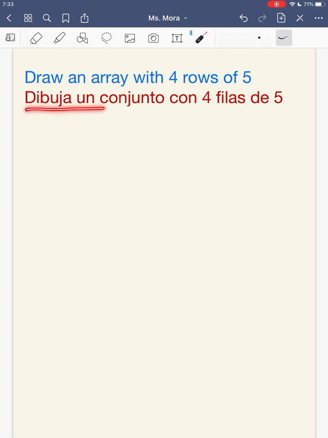Aquí vas a dibujar un conjunto con 4 filas de 5. Así es que haz tu dibujo en tu papel o tu cuaderno o tu pizarrón y luego regresas a la video cuando estés listo.